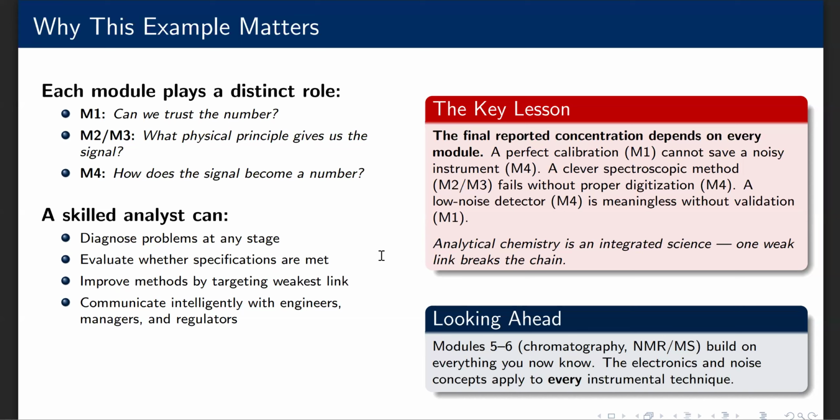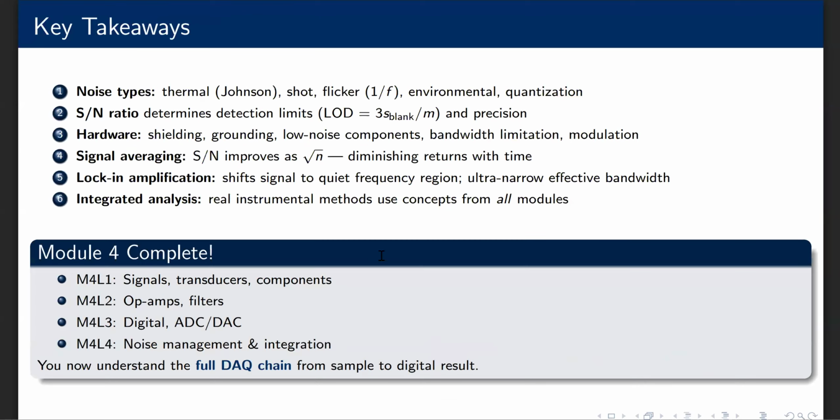Okay, so we can use this information to diagnose problems at any stage. We can come up with solutions and try to fix them, or we can intelligently communicate with engineers, managers, and regulators. The key takeaways here: we looked at different types of noise, we looked at signal-to-noise ratio, we looked at how everything can be integrated, and we looked at how we can improve things and the different techniques that we have.